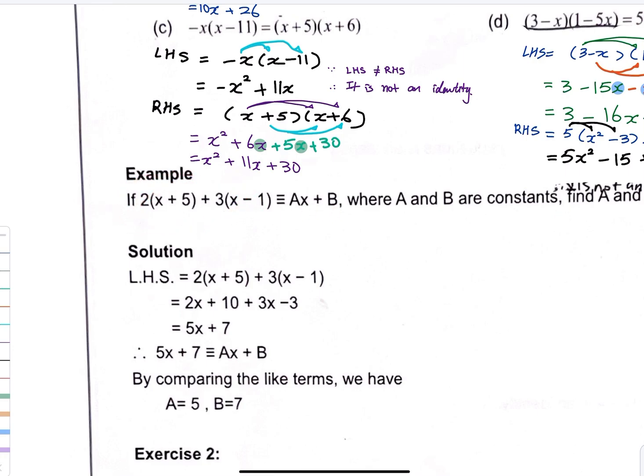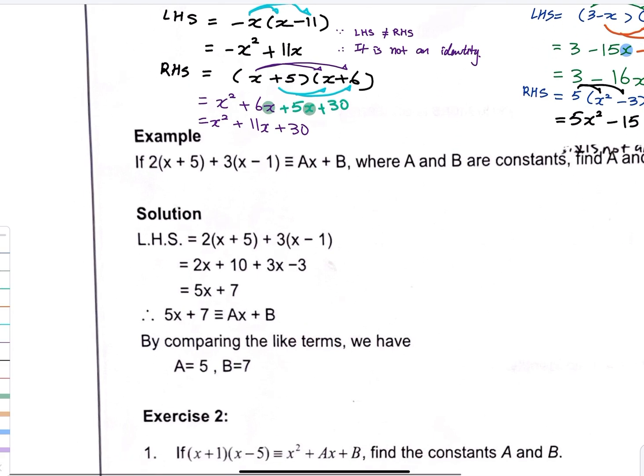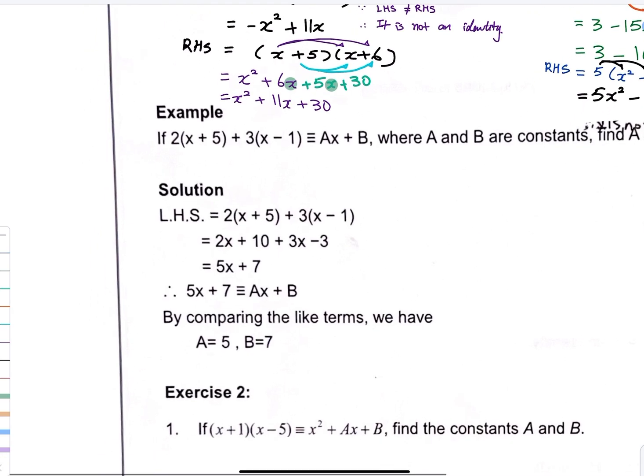And then we compare the coefficients, or we say the like terms. What does that mean? After opening up, you will have to see what of these things have x and what of these things have the constants or like that. So let's do the first example together.